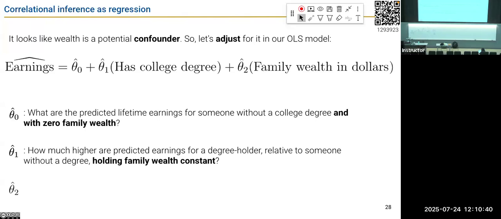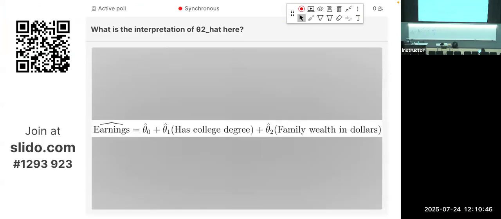What about theta 2 hat? Okay, that's not the actual answer. It's telling me that I should go to the slide. How do you interpret theta 2 hat in this model? You should see the answer choices on your end. It's not displayed here. So take a minute or two, talk to your neighbors, see what you think.